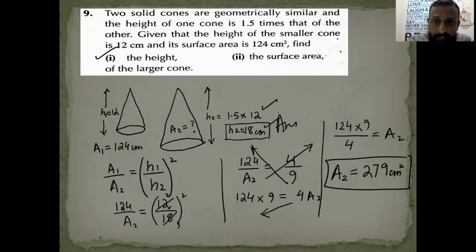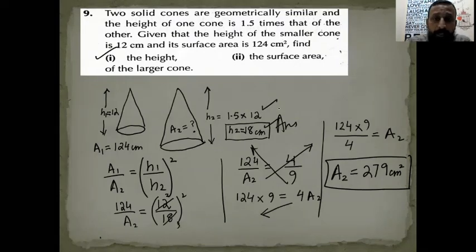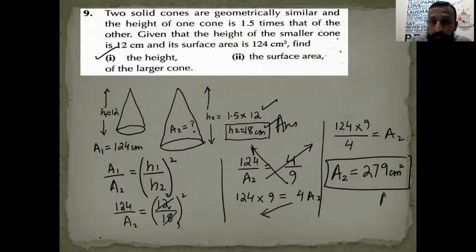This is the first answer. Then we need to find the total surface area. So we're going to apply the formula of area A1 upon A2 equals L1 upon L2 the whole square. We replace L1 and L2 by H1 and H2. We plug in these values and we simplified it, and we found the surface area of the larger cone is 279 centimeters square.